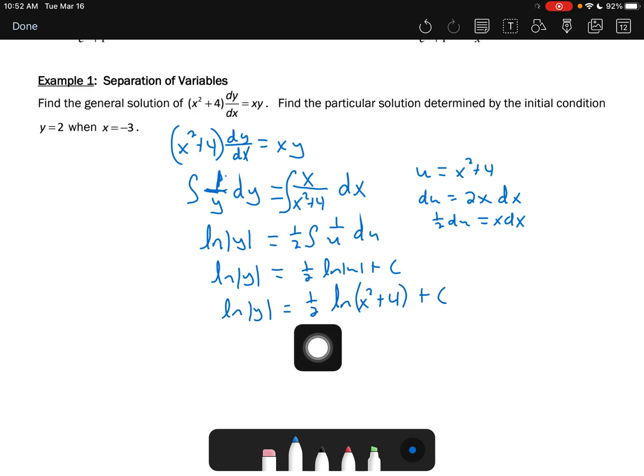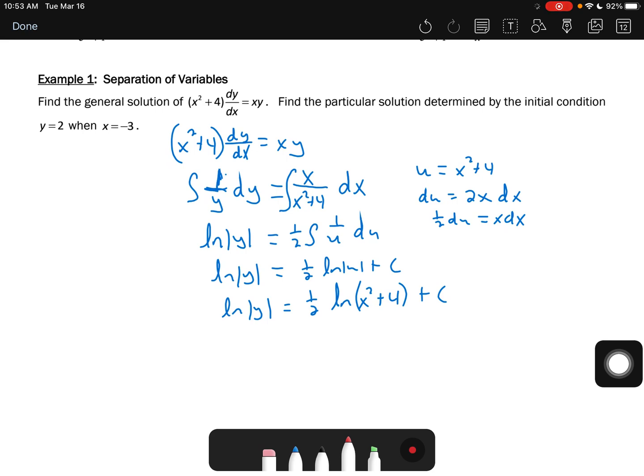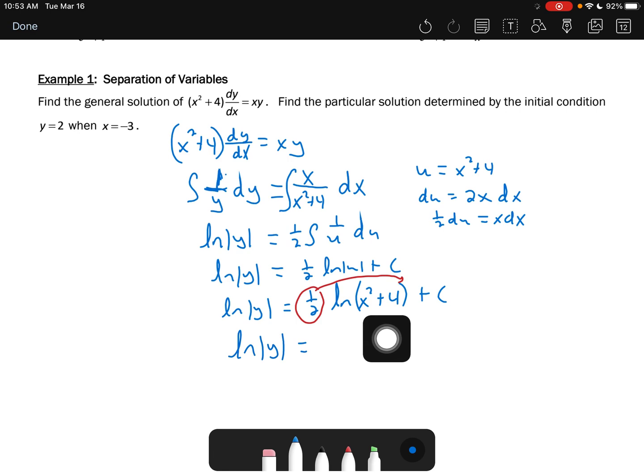Okay, now to simplify this a little bit more, properties of logarithms: if I have a coefficient in front of a log, a natural log or a common log, there's a property that says I can take that coefficient and move it as an exponent on the term that I'm taking the log of, and that's going to help us here. So ln of y equals, and if I have something to a 1/2 power, that's the same as a square root, so I'll have ln of the square root of x squared plus 4. So it's x squared plus 4 to the 1/2 power, which is the same as this.